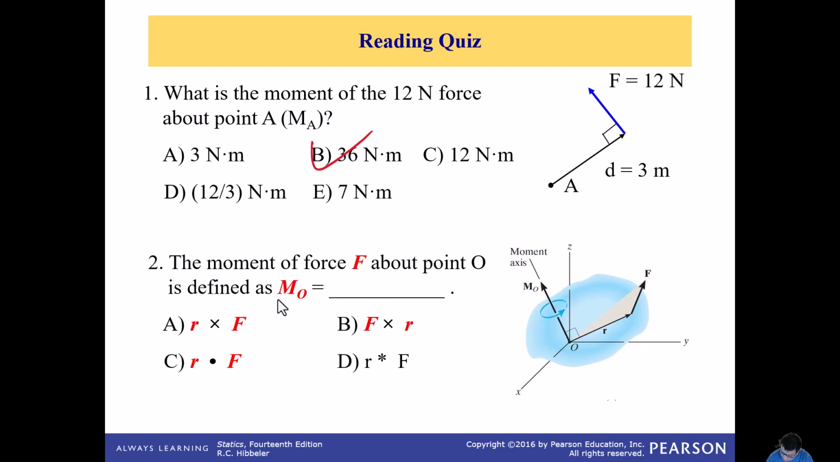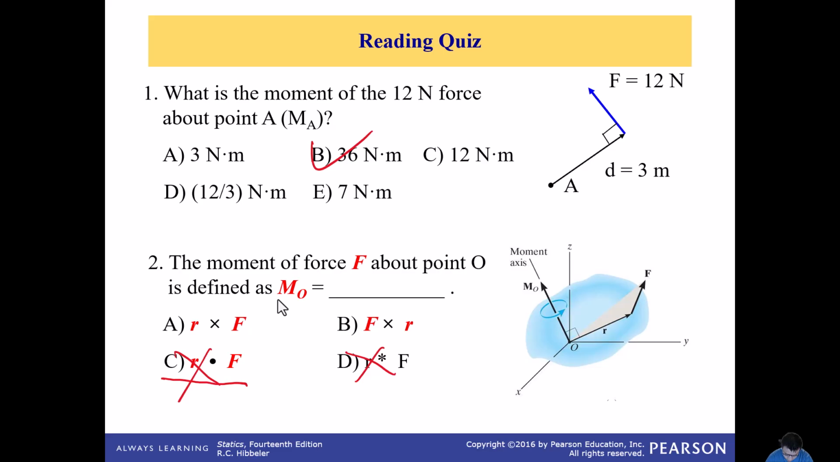The answer C is a dot product between the vector R and F. As we discussed before, we use a dot product to find the angle between two vectors, so the answer will definitely not be C. And D, we don't have such a thing in this class. So the answer will be either A or B.